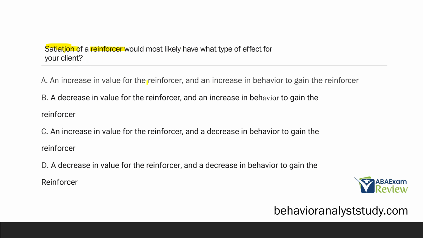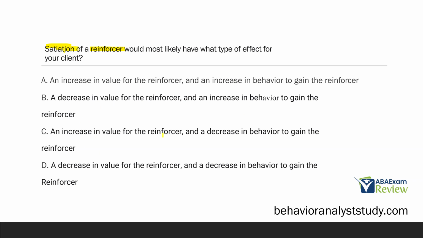A, an increase in value for the reinforcer and an increase in behavior to gain the reinforcer. Satiation is not going to increase the value. Satiation means the value has decreased due to overexposure. So A is out. B, a decrease in value for the reinforcer. Okay. And an increase in behavior to gain the reinforcer. Well, no, if the value is down, behavior is not going to increase to gain. B is out.